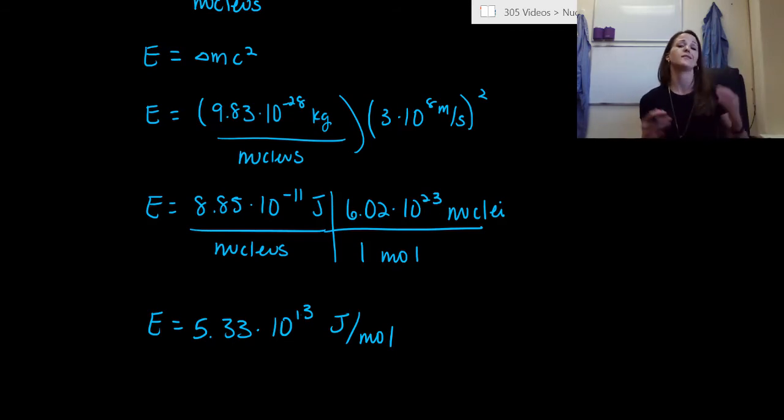Hopefully this makes sense. This is as hard as it possibly could be, where we have to convert from AMU and then take care of our nucleus component and convert it into moles. But if you can do this, then you should feel very, very confident that you understand nuclear energy, specifically binding energy and mass defect.